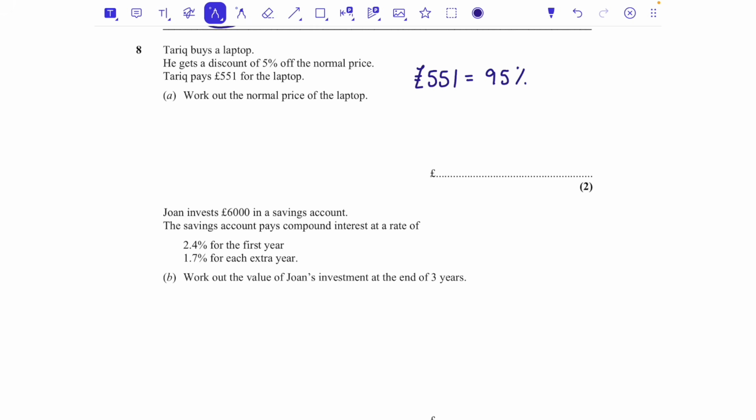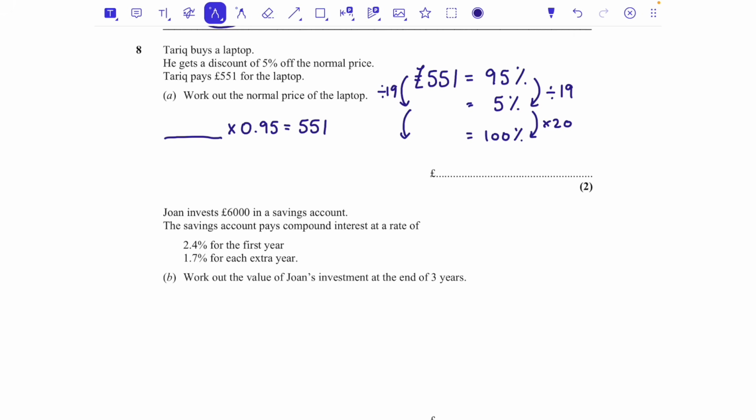And there's a couple of ways you can do it. Because this is a multiple of 5, I could very easily get to 5%. And I can do that by dividing by 19. If I divide that side by 19, I'd also have to divide that side by 19, and then I can times that by 20 to get back to 100%. That's one way of doing it. Another way of doing it is to say, well, I had an amount of money, however much the laptop was, I timesed it by 0.95, and the answer was £551 because I wanted 95%.